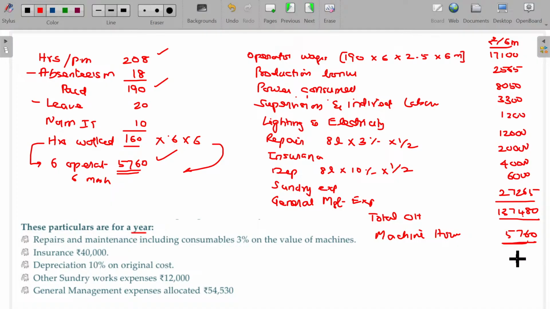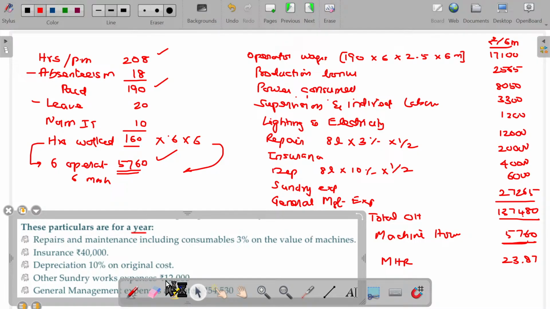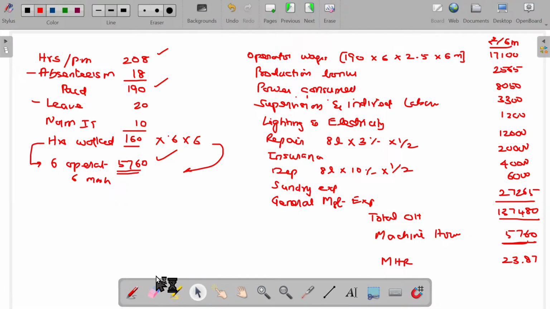We have calculated the machine hours. So finally the machine hour rate in this case is 23.87 per hour. To run this machine for 1 hour, it costs us 23.87.